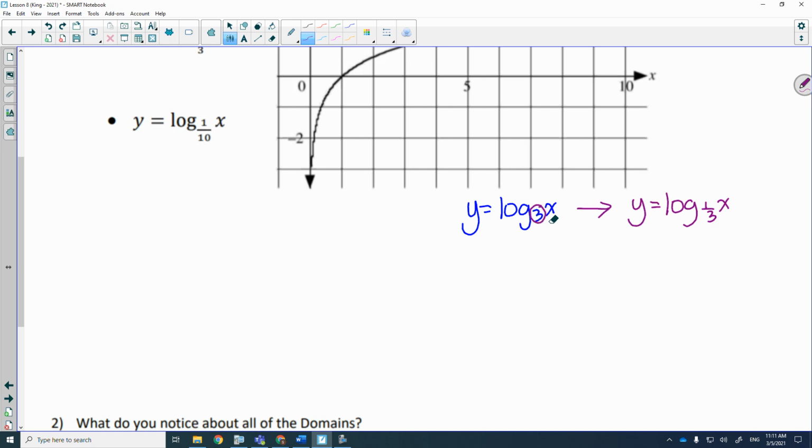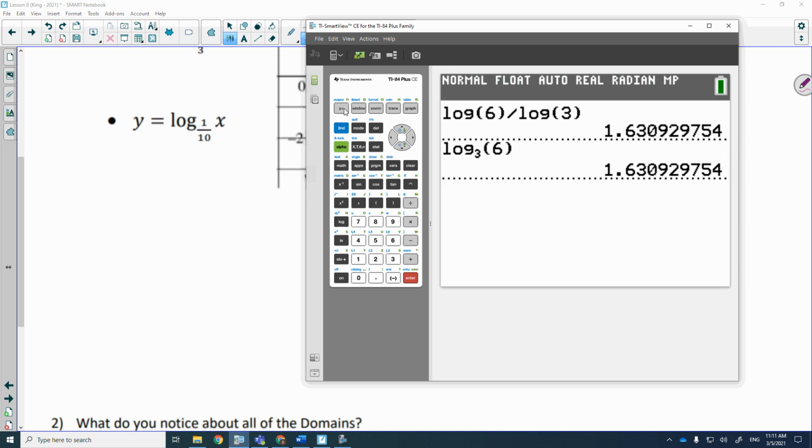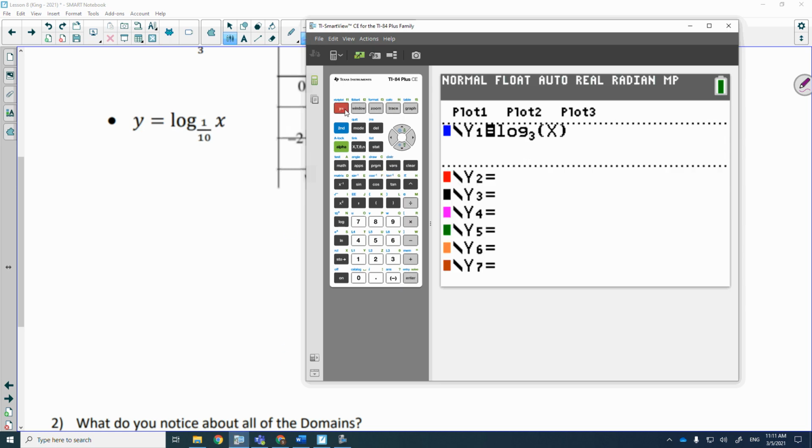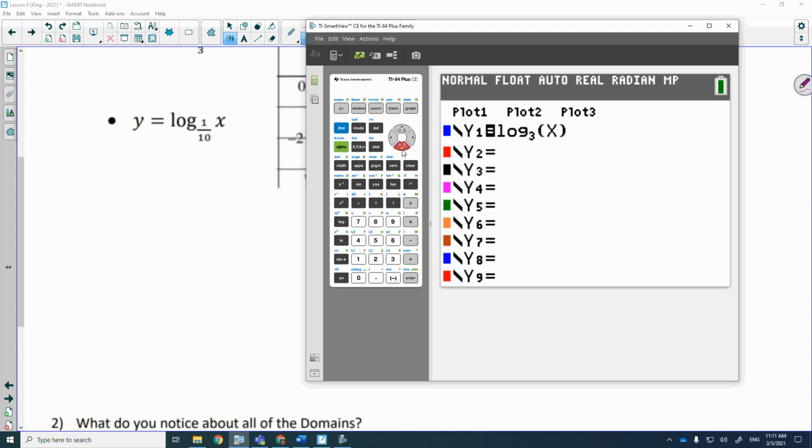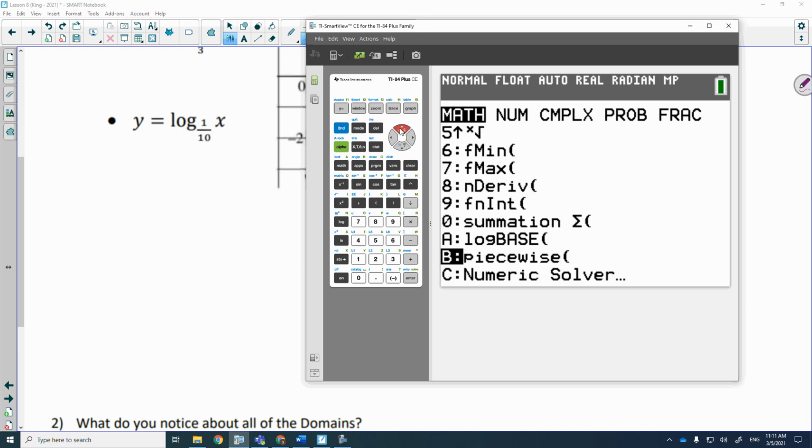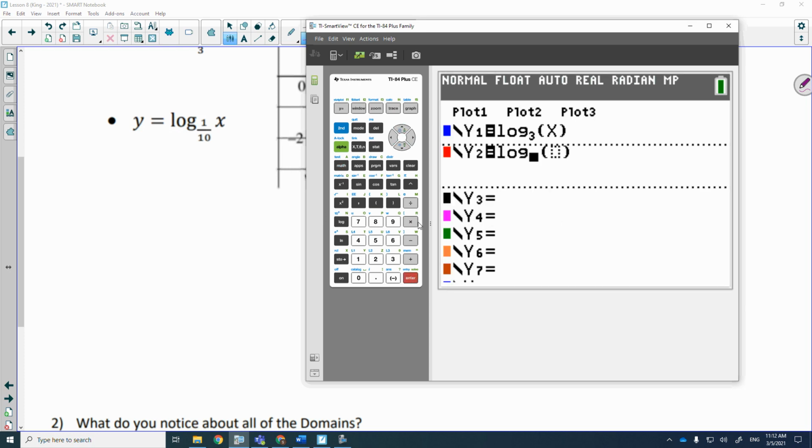No, close. Let's graph it. So on your calculators, go to y is equal to, we already got this guy in. Keep that in y1. In y2, let's do our button. So math, log base, change that 3 to a 1/3, and put in your argument of x.